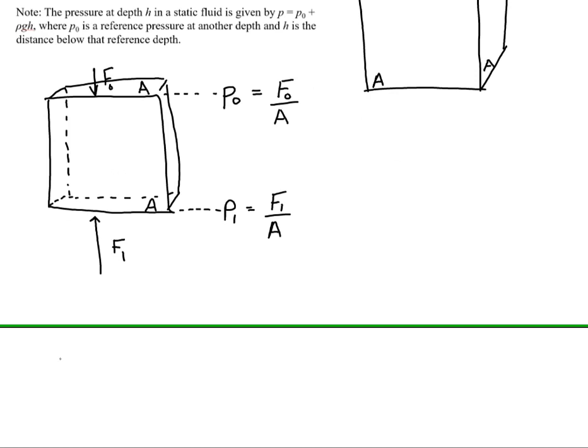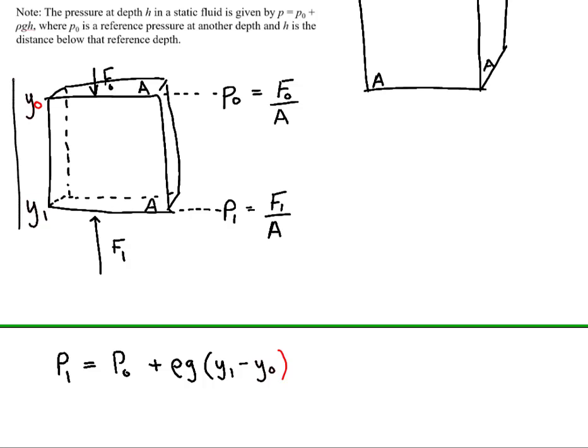So let's look at the difference in pressure between the upper and lower surfaces. The pressure at the lower surface is equal to the pressure at the upper surface plus rho g times the difference in height, or the difference in depth between those two surfaces. At surface 1, I'm going to say that is a depth of y1. Surface 2, I'm going to say that is a depth of y2. And I'm going to make my depth axis going down being positive.